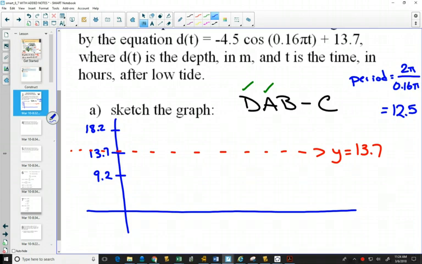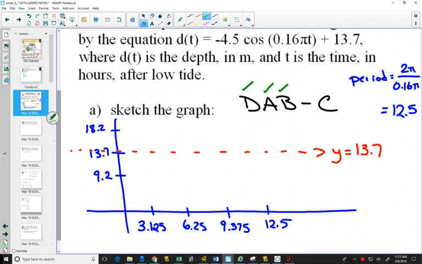So what we're going to do is mark 12.5 somewhere along our x-axis and divide it into 4 equal sections. So half of 12.5 is 6.25. Half of 6.25 is 3.125. And then this one will be 3.125, 6.25. This will be 9.375. So with your B value, you find your period. You mark your period and separate it into 4 equal sections.